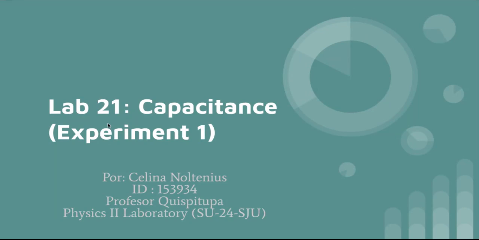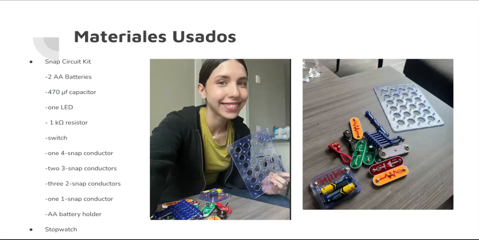This is Lab 21 Capacitance, and for this lab, we only had one experiment, and this is for Physics 2 laboratory. As an intro, this lab report investigates how capacitors behave in parallel and series circuit configurations, with an emphasis on how they affect LED lighting, calculating the equivalent capacitance for each configuration, and comparing the capacitance of various circuit configurations were among the goals of the experiment.